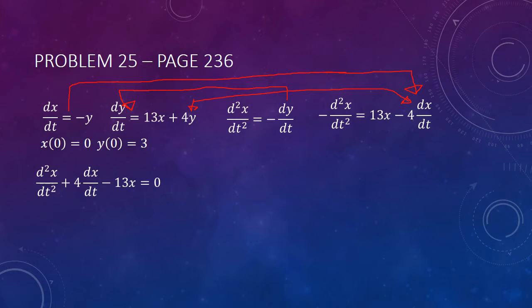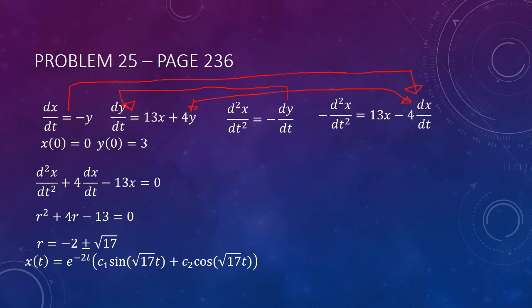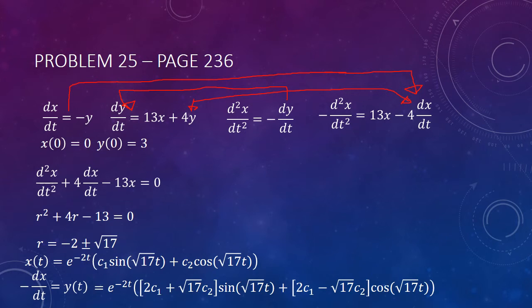We are familiar with solving these. I get this characteristic equation, which I solve for its roots. That's the roots. So x has this solution to it. Well, what is y? According to this, y of t should be equal to the negative first derivative of x with respect to time. So there is your solution for y. Now I have to find my initial conditions.